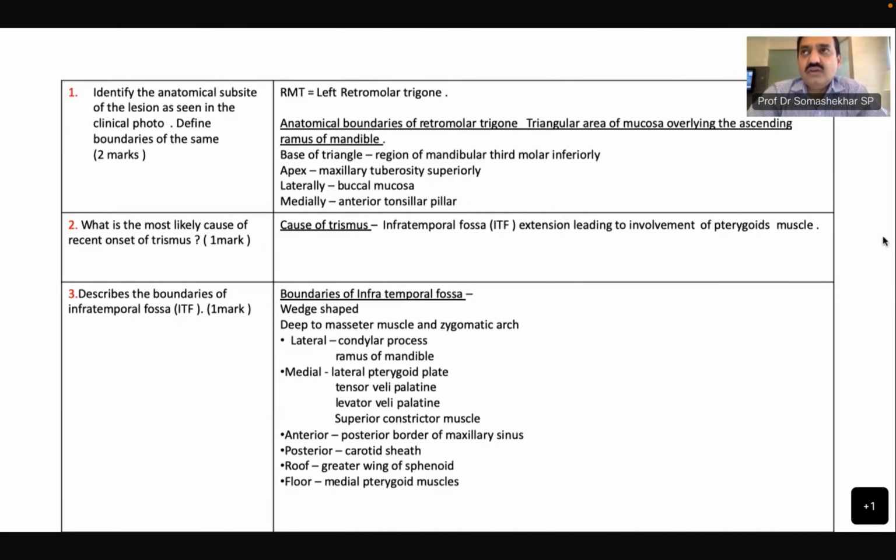The beauty is, RMT is the only place where the mucosa and submucosa lie directly on the periosteum of the mandible, where the inferior alveolar canal is. There is a small ala projection of the mandibular bone overlying the inferior alveolar canal, and the chorda tympani nerve which runs there is directly on the periosteum.